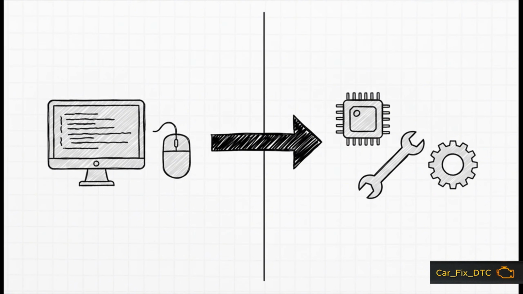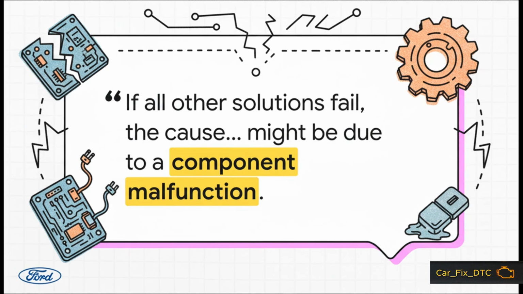Okay, so if you've tried all three of those steps and that pesky code is still staring you in the face, it's time to consider our final option. This is the last resort because we're moving out of the world of software and into the world of actual hardware. Yeah, at this point, if none of the settings adjustments worked, the problem probably isn't the settings at all. It's the physical part. The component itself has likely malfunctioned, and no amount of tweaking is going to fix a broken part. It's time for a replacement.